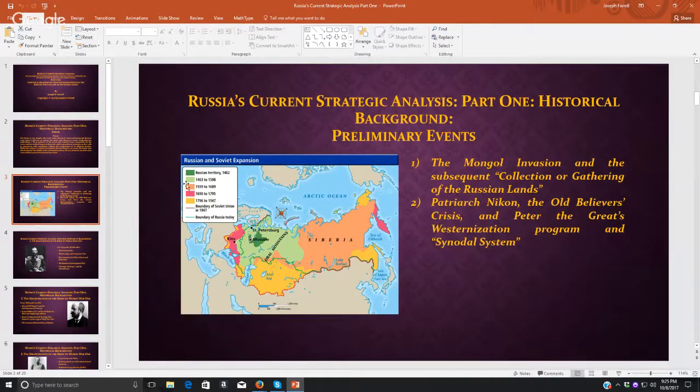And then this expansion continues in another phase after his death, pushing all the way through Siberia. And again, the reason strategically that they're doing this is they're trying to push the Mongols and anybody else that might come from the east as far away as possible. This becomes a great big strategic buffer zone around the heartland of European Rus.